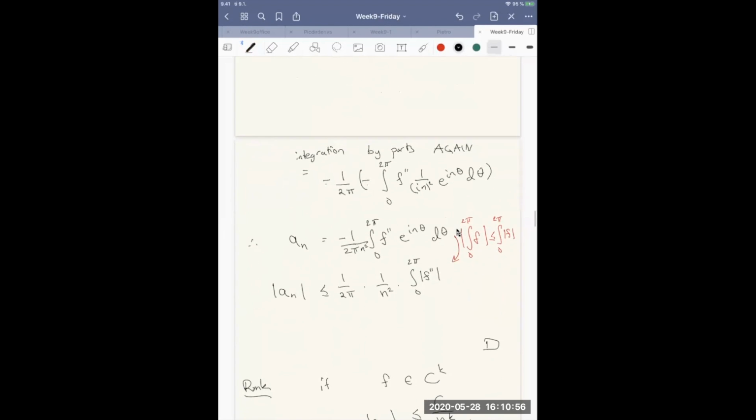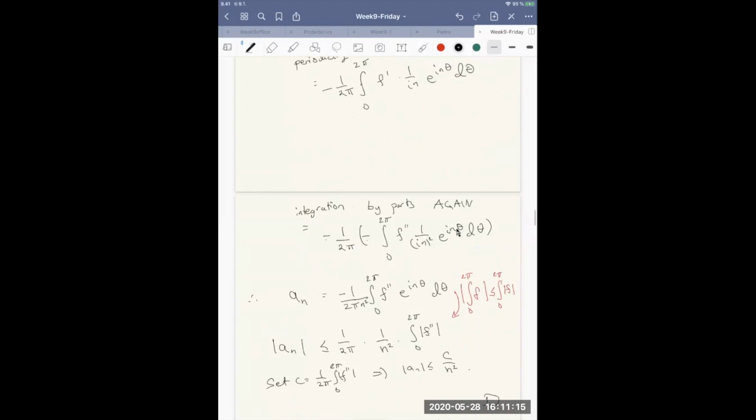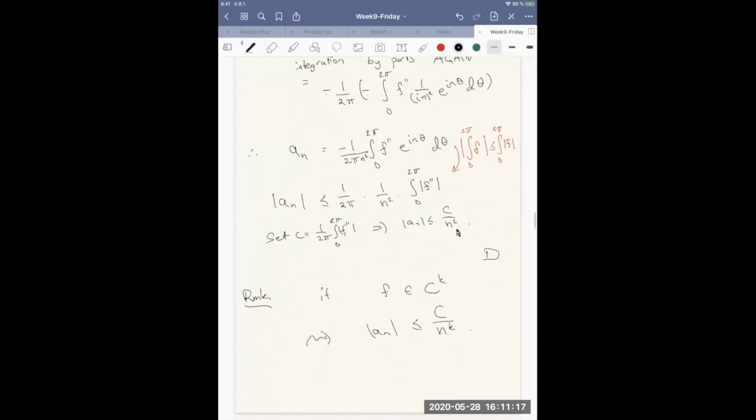Okay, but so let's set c equal to 1 over 2 pi times the integral from 0 to 2 pi of the absolute value of f double prime, and then we get that a_n is less than or equal to c over n squared. We're done, as long as it's twice continuously differentiable, I mean the second derivatives.